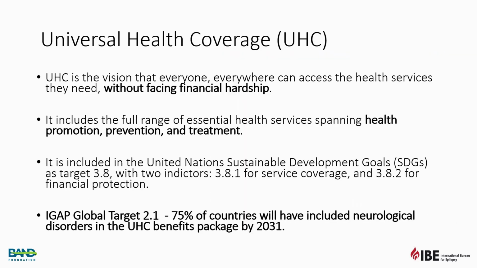Universal health coverage, or UHC, is the vision that everyone, everywhere, can access the health services they need without facing financial hardship. It includes the full range of essential health services spanning health promotion, prevention, and treatment. It is included in the United Nations Sustainable Development Goals as Target 3.8 with two indicators, 3.8.1 for service coverage and 3.8.2 for financial protection. IGAP Global Target 2.1 is that 75% of countries will have included neurological disorders in the UHC benefits package by 2031.